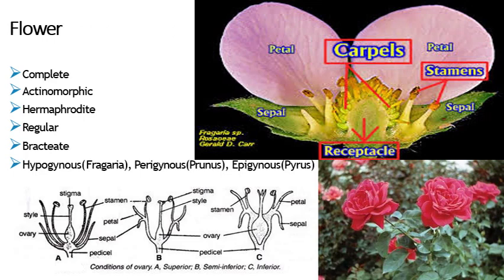Now here we have the floral characteristics of the Rosaceae family. First of all, the flower of this family possesses both calyx and corolla, so we call it a complete flower. After this, the symmetry of the flower in the Rosaceae family is actinomorphic or regular. It means the flower can be cut into two equal halves by more than one plane. Both male and female reproductive organs are present in the same flower, which is referred to as hermaphrodite.